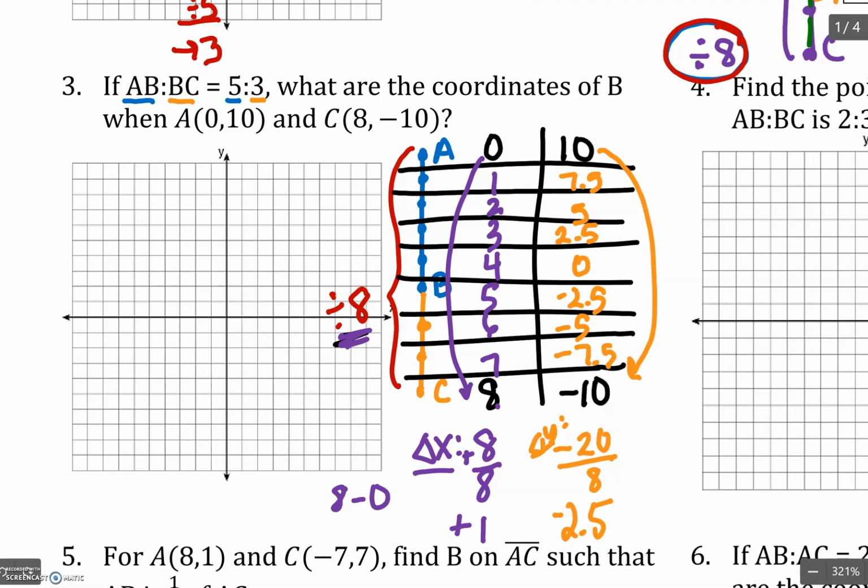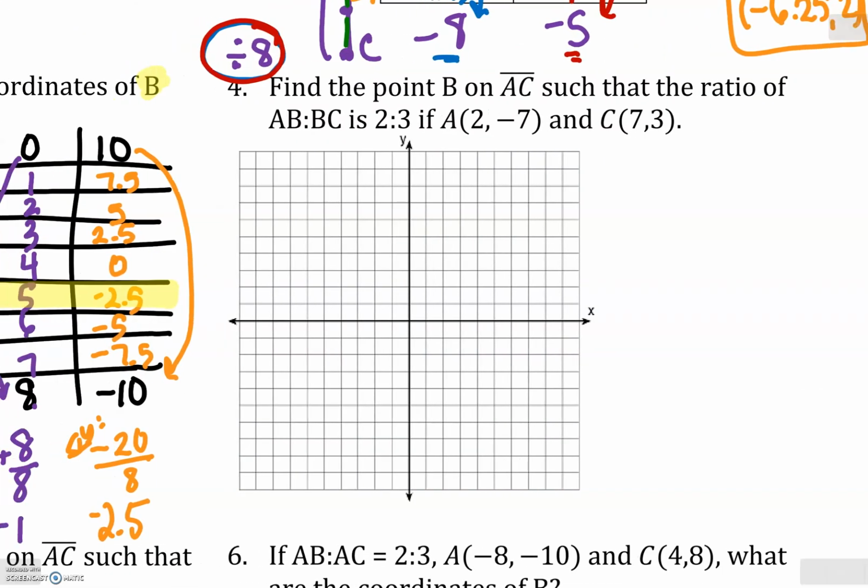And then again, remember, we wanted point B. Point B was here, which is the point that divided it so that there was 5 segments to one side and 3 to the other. So point B is our final answer, and it is 5, negative 2.5.